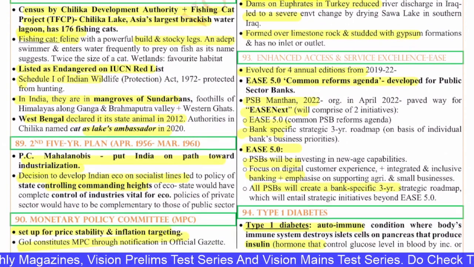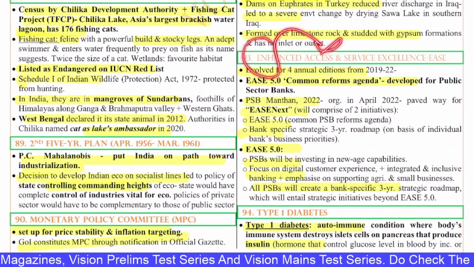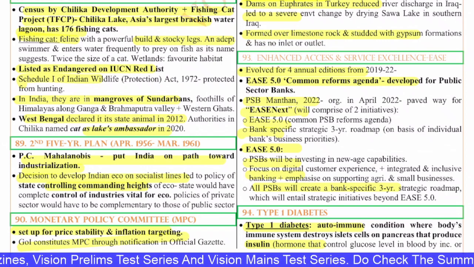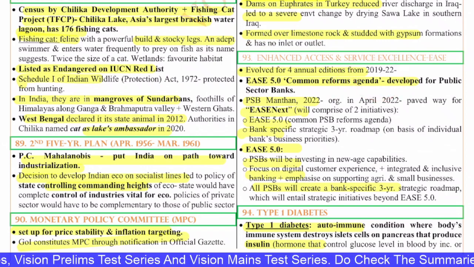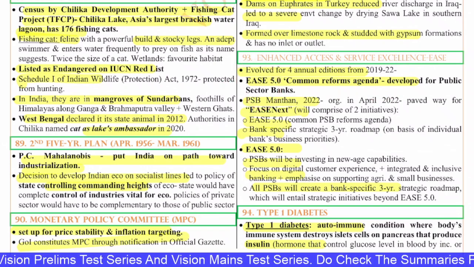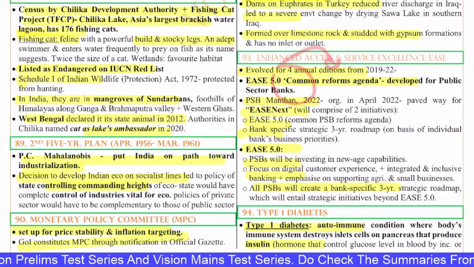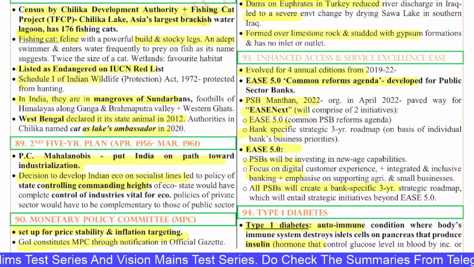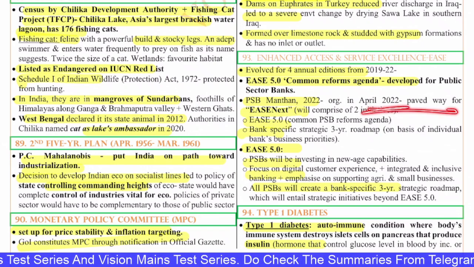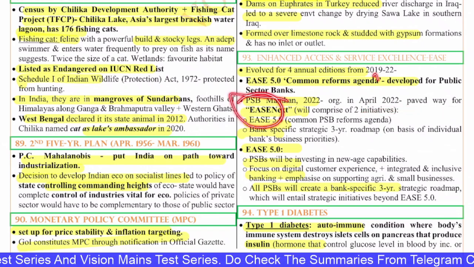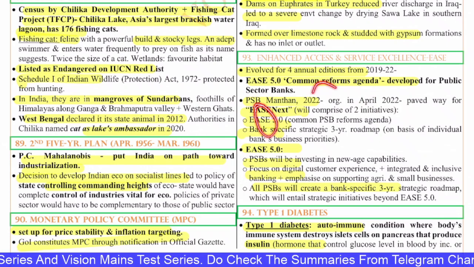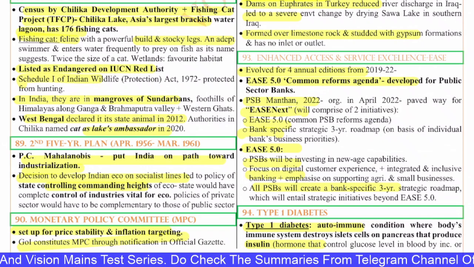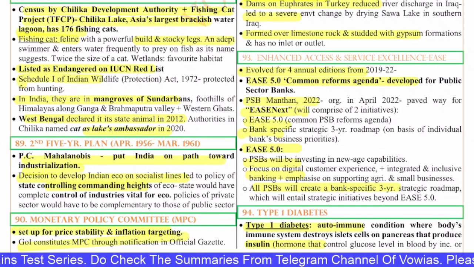Next, the Enhanced Access and Service Excellence, EASE. So it evolved for 4 annual editions from 2019-20. EASE 5.0 is a common reform agenda developed for public sector banks. PSB Manthan 2022, organized in April 2022, paved the way for EASE Next. It will comprise 2 initiatives: EASE 5.0, the common PSB reform agenda, and a bank specific strategy.